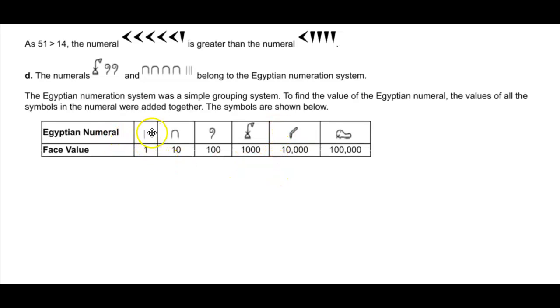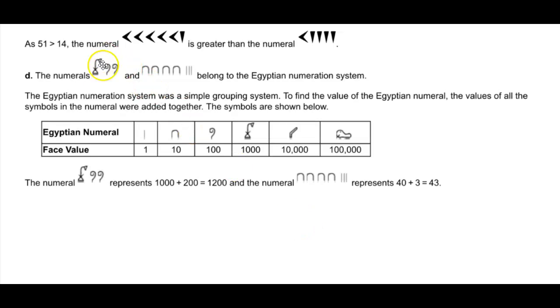So for the Egyptian numeral, for the first one, this represents a face value of 1. We see that this value represents 10. This numeral represents 100. This Egyptian numeral represents 1,000. This represents 10,000, and this represents 100,000.